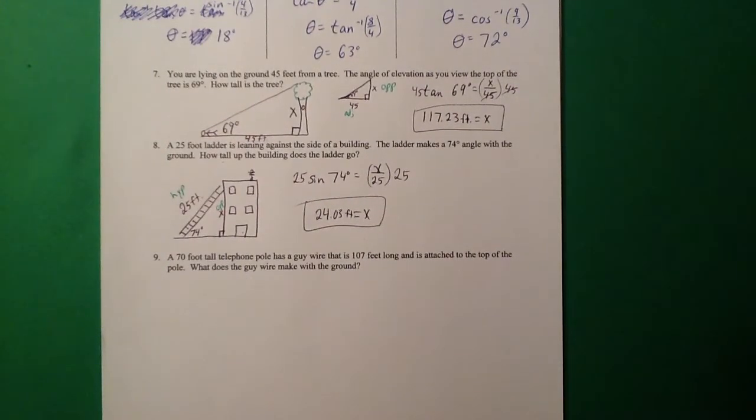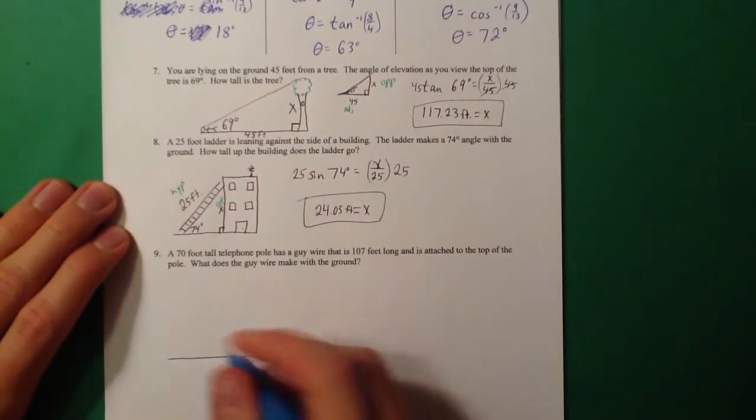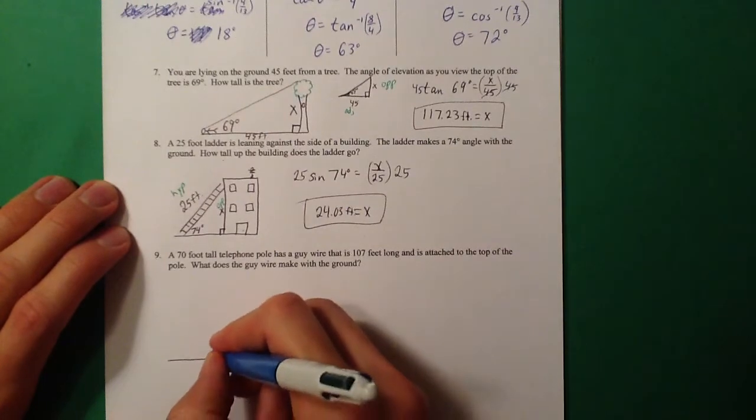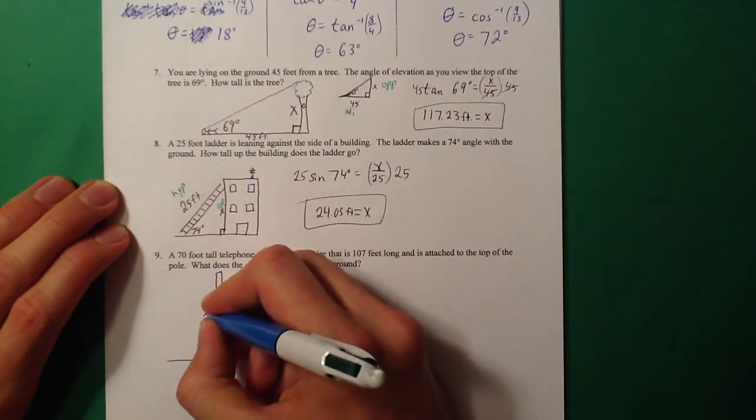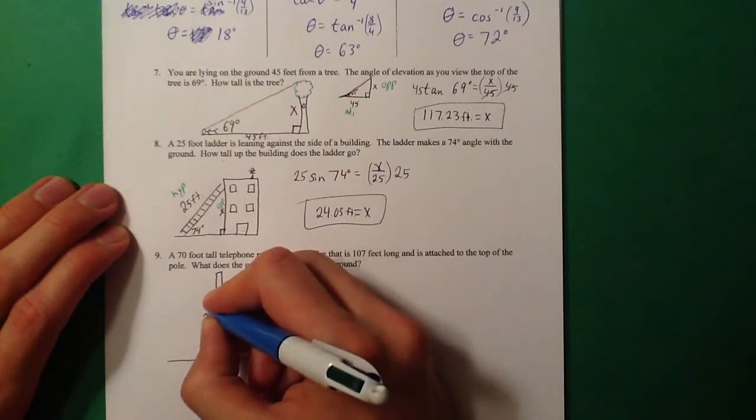Number 9. A 70-foot tall telephone pole, the ground, a pole, it's 70 feet. We'll just go ahead and start drawing things.